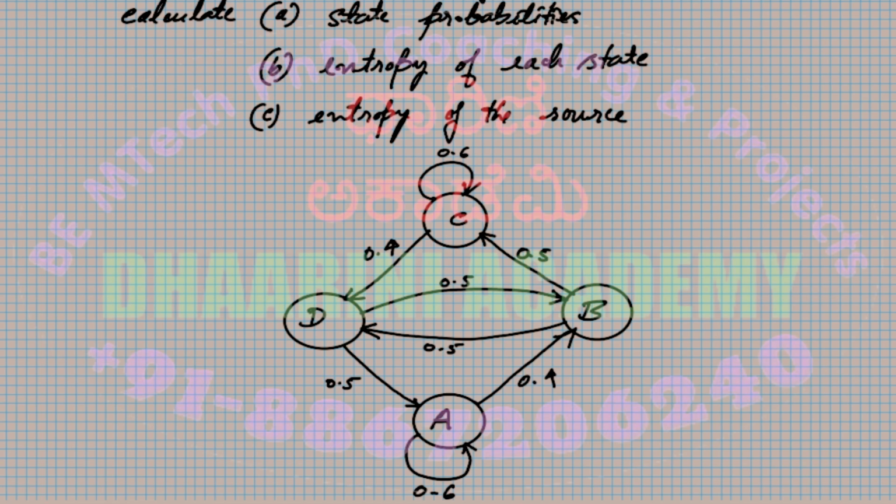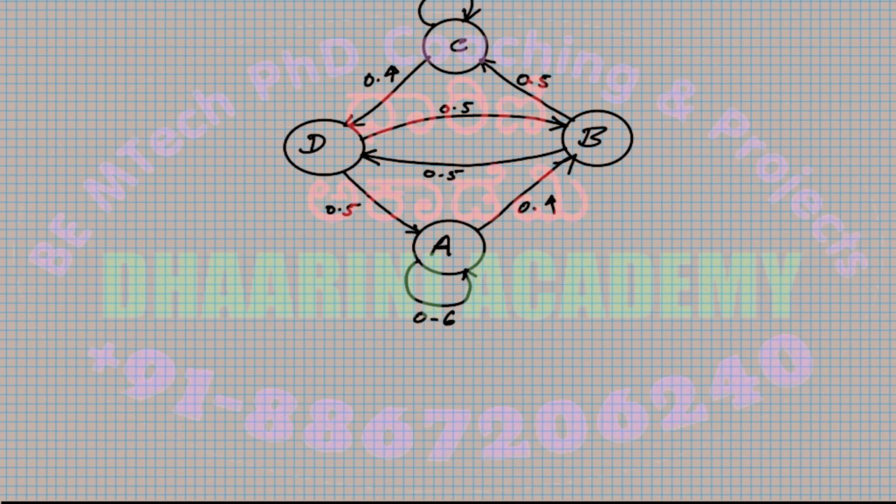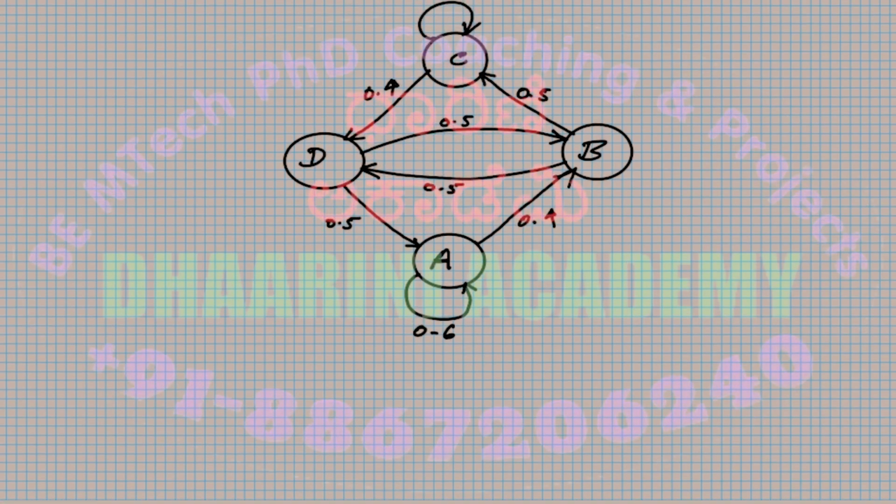Now, let us try to answer the first part of the question, that is, calculate the state probabilities. To calculate the state probabilities, we'll use the following representation. This is the equation to use. So I'm trying to answer part A of the question. Let us try to calculate the probabilities of P of A, P of B, P of C, and P of D. It's not a straightforward calculation in case of the Markov source. We need to do a little bit of mathematics.